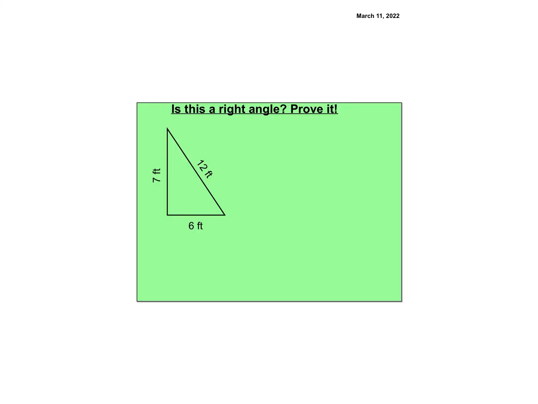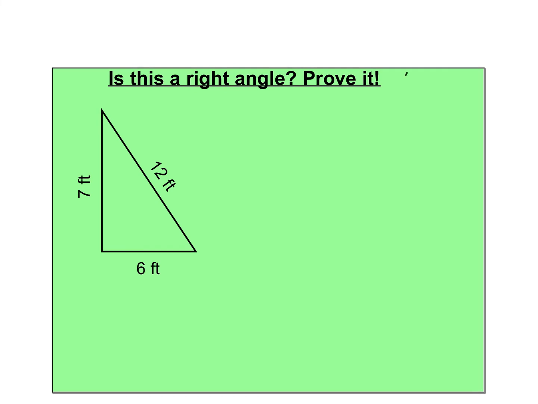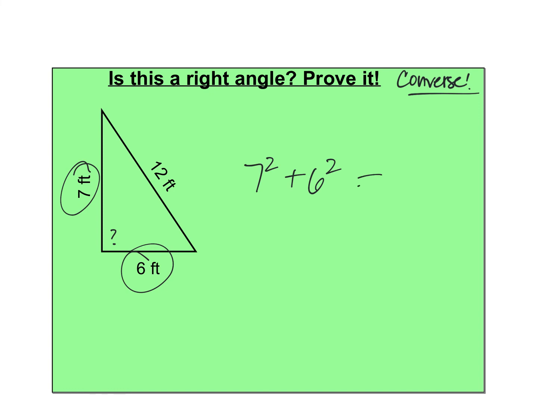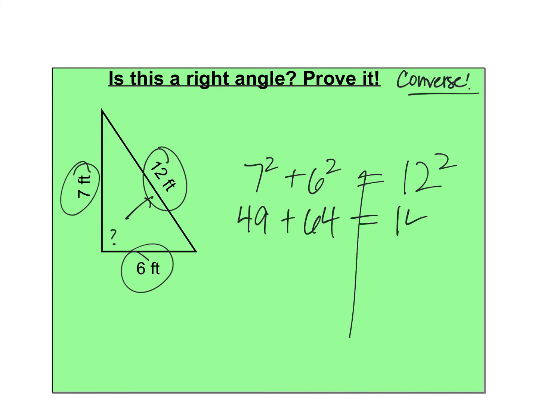All right, next thing we learned about was the converse of the Pythagorean theorem. And again, you'll have this on your test. So basically, you want to say, well, is this a right angle? So you're going to take the two shorter sides, 7 squared plus 6 squared. See if it equals the longer side squared, 12 squared. That's my hypotenuse, longest side. So 49 plus 64, does that equal 144? I can already tell it doesn't, so it's not a right triangle.